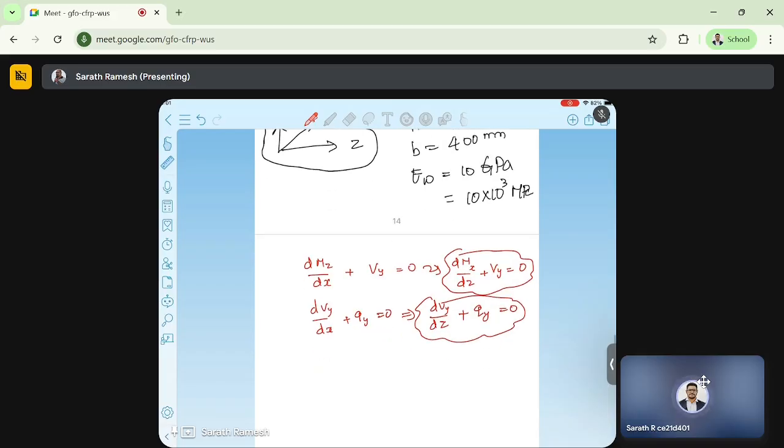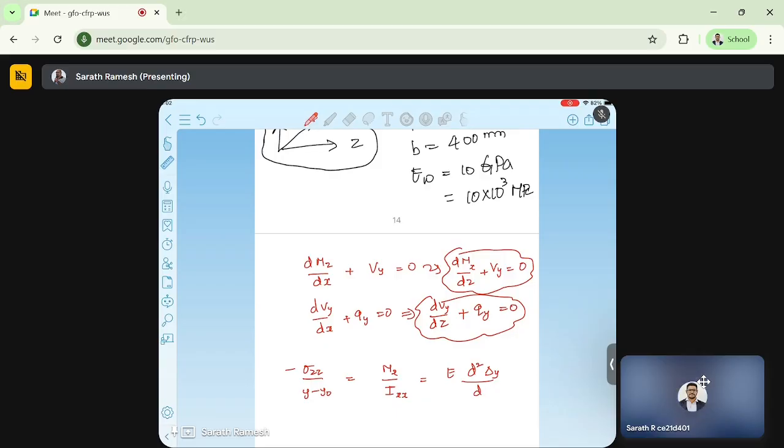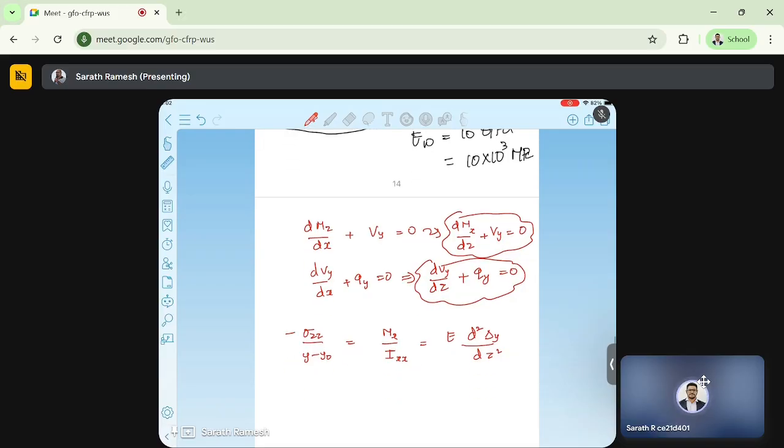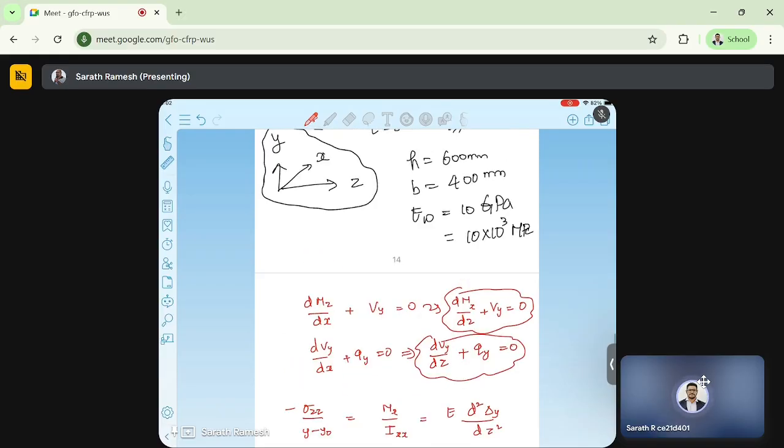And the bending stress equation, sigma zz equal to minus (y minus y naught) times Mx by Ixx, where Izz becomes Ixx, and the curvature equation Mx equal to E Ixx d squared y by dz squared. Right. So these are my new set of equations for this particular coordinate system.